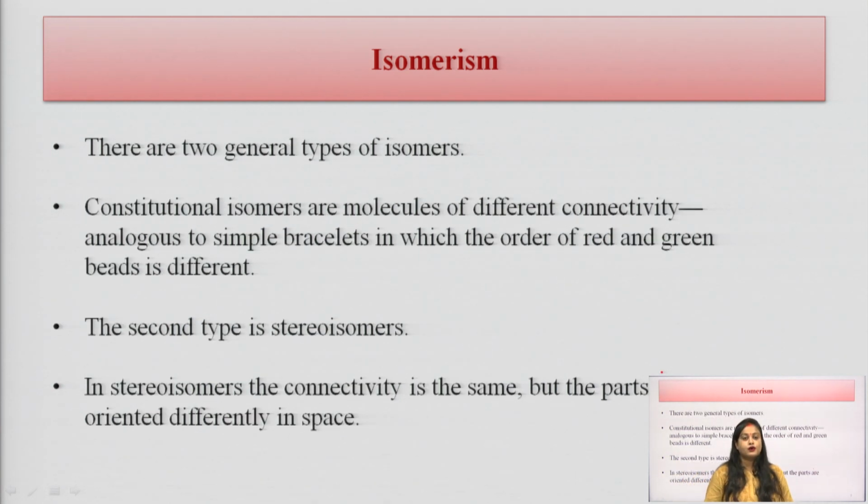So there are two types of general isomers. Constitutional isomers are molecules of different connectivity, analogous to simple bracelets in which the order of red and green beads is different. The second type is stereoisomers. In stereoisomerism, the connectivity is the same but the parts are oriented differently in space.